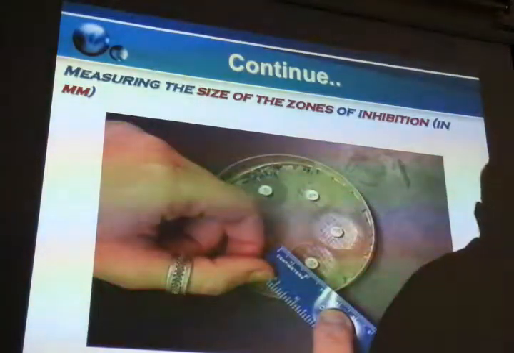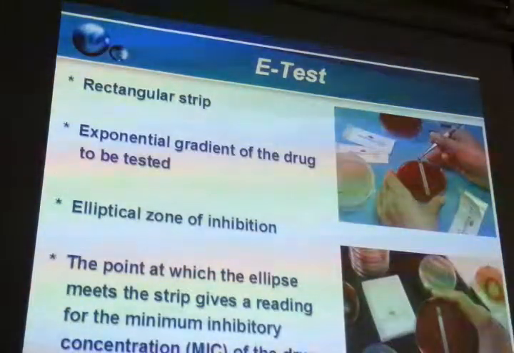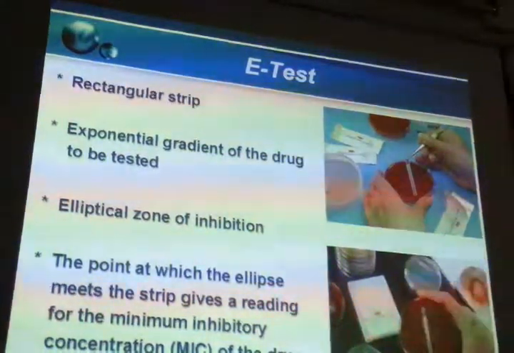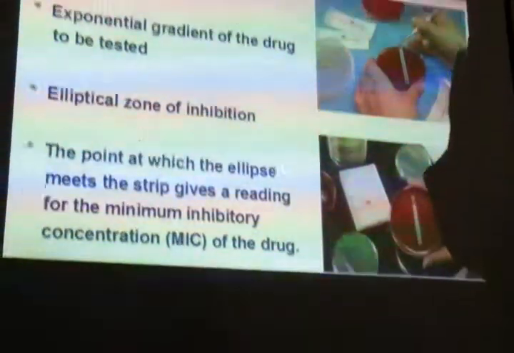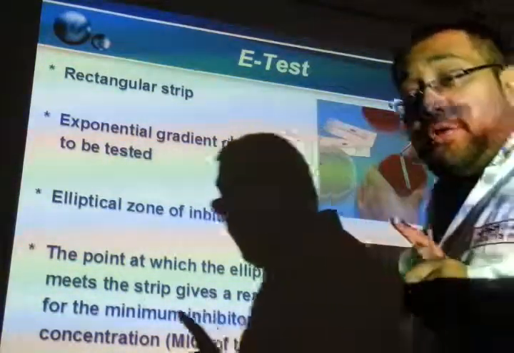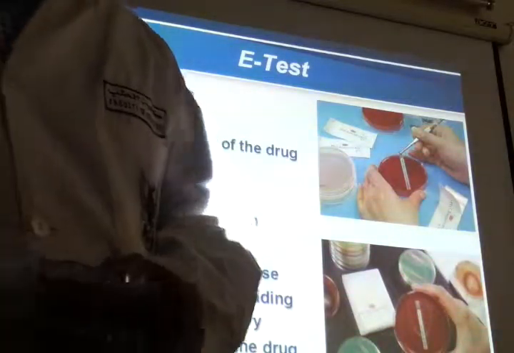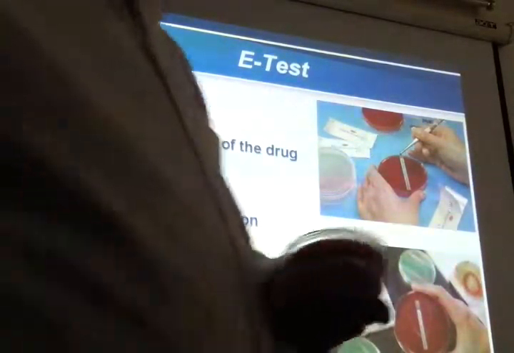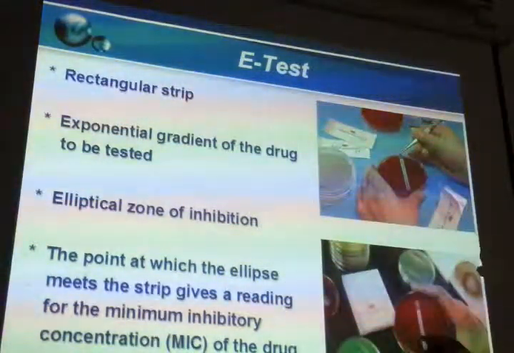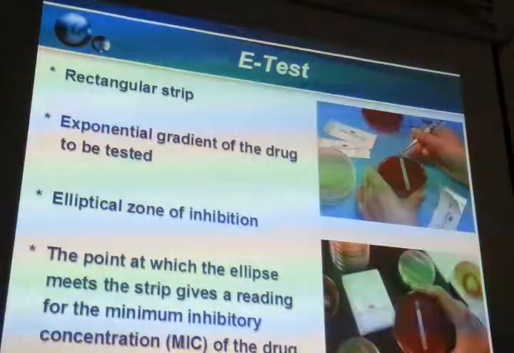The next thing you need to know, very simple, is the E-test. E-test I showed you. This is the E-test. Okay, you have rectangular strips. There is increasing gradient of medication from lower concentration to higher concentration, and the zone of inhibition is elliptical. If you see this, you will see the E-test. The zone of inhibition is elliptical.